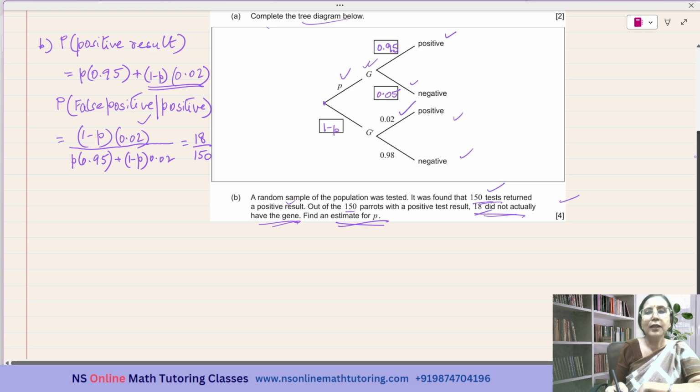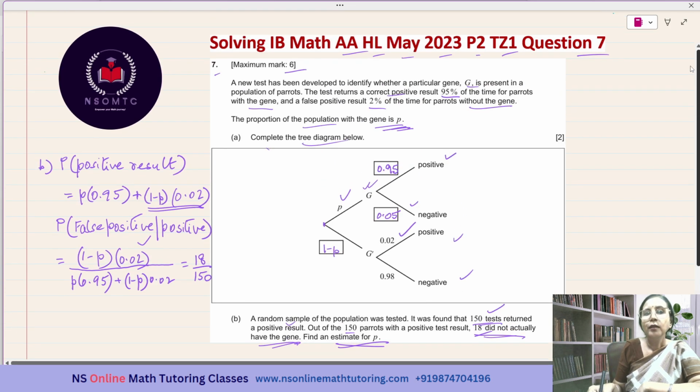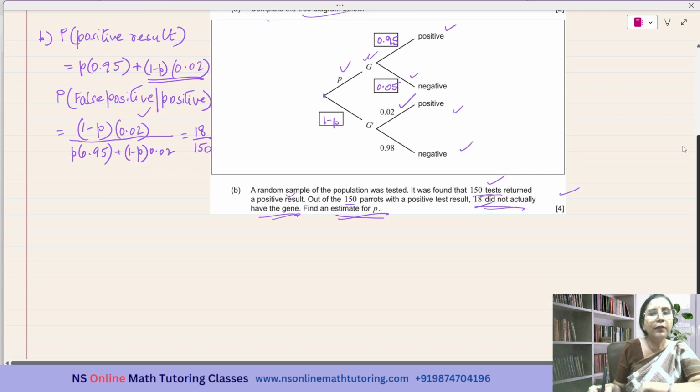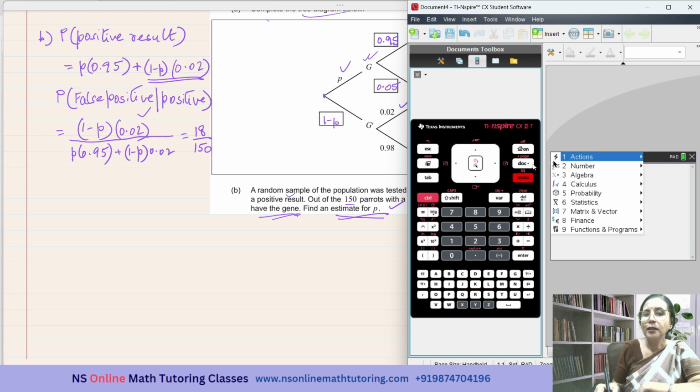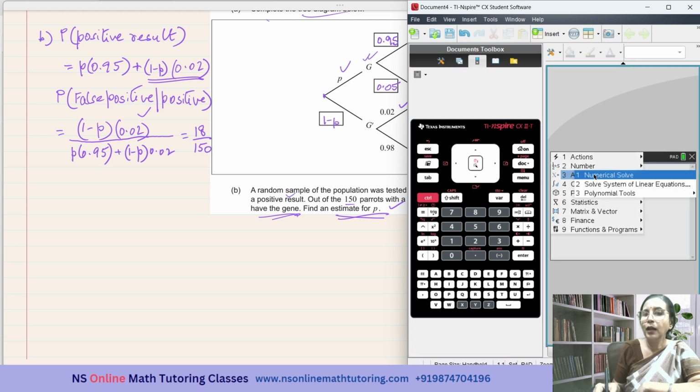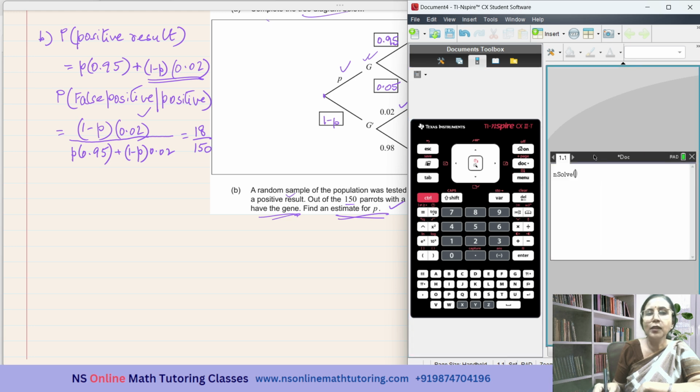And this is paper 2. This is a question from paper 2, so we can use the calculator. We will be using the calculator to get the value of P. Okay, so let us use the calculator. It is menu, and let me go to algebra, numerical solve, and solve. I'm taking 1 minus x; you can take P as well.